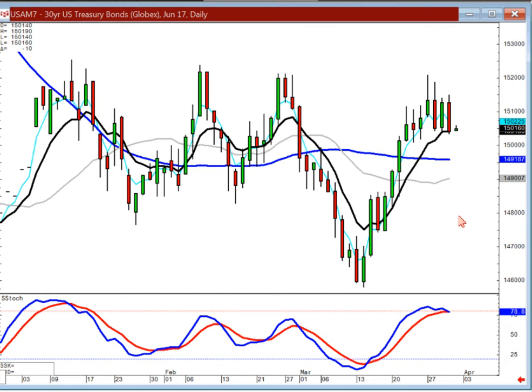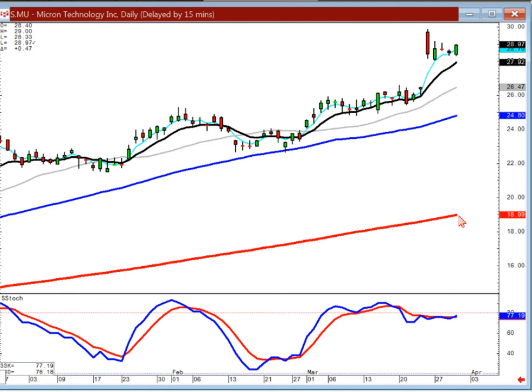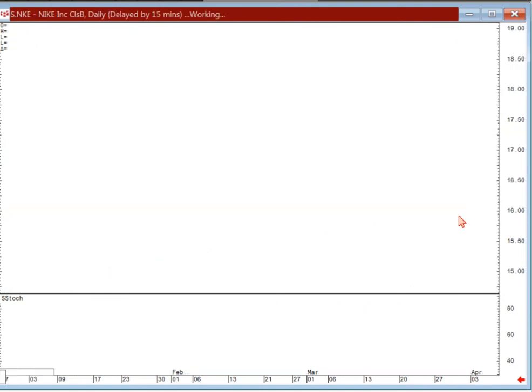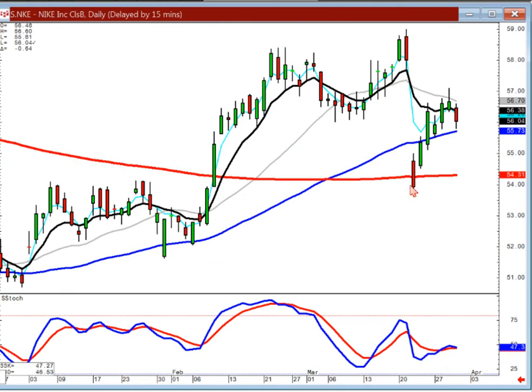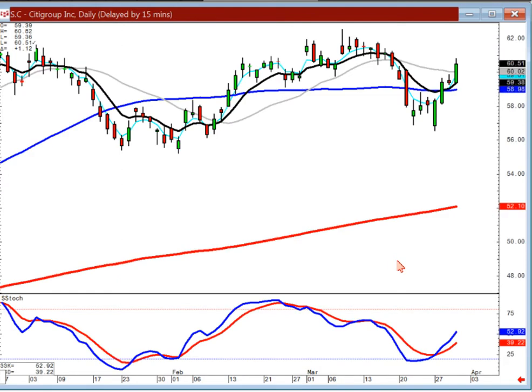Do we do Micron? Yes. Nike. Yeah, I'd probably be going short if it came down through the 50, confirming. It's not a great chart. Doesn't show any strength one way or the other. I don't know what those symbols are. SV. Citicorp.